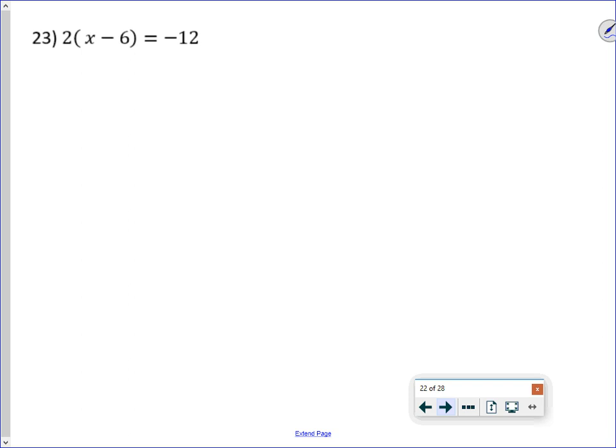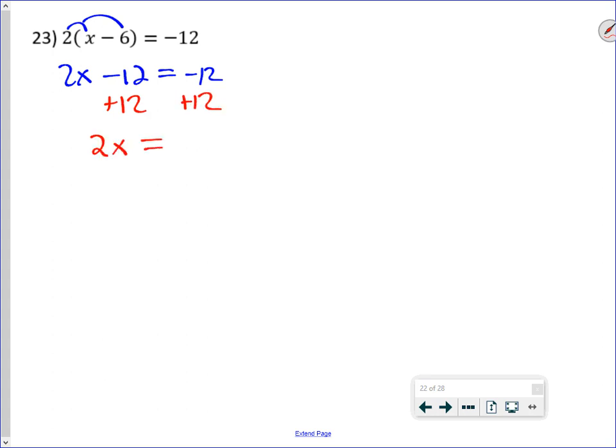For number 23, for most of you, what you're going to do is you're going to distribute. So you'll go 2x minus 12 equals -12. Then you add 12 to both sides, and you'll get 2x equals 0. Now, a lot of people think they've made a mistake, but they haven't. The answer is 0. If I plug 0 into that equation, it makes the statement true. 0 is the only number I can plug into that equation to make it true. So it is the correct answer.